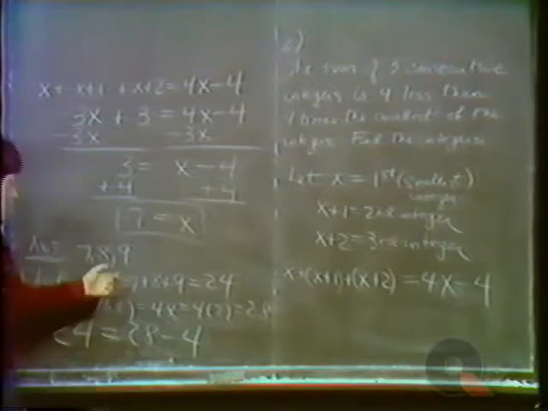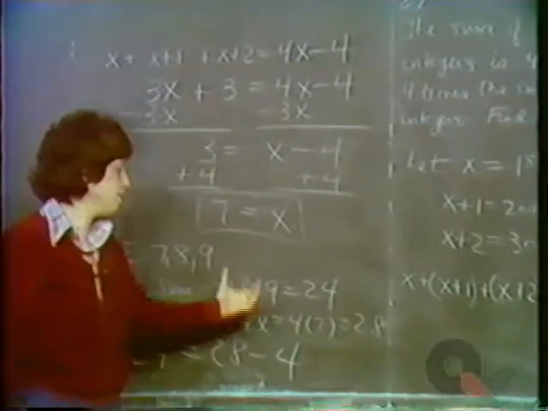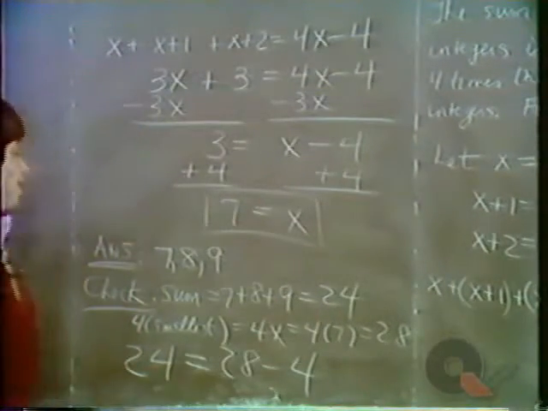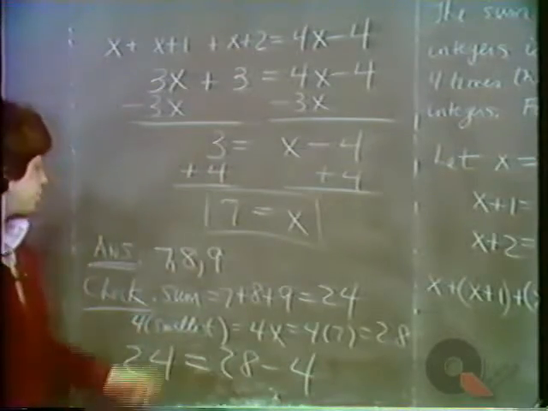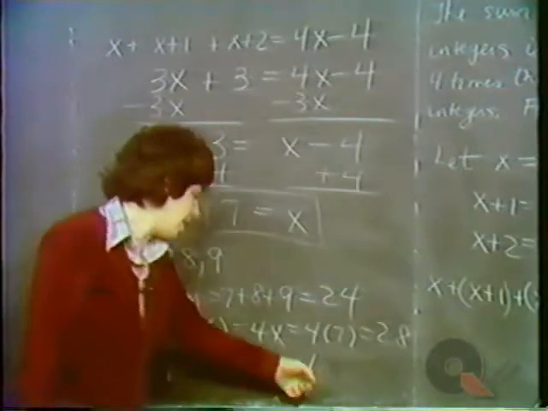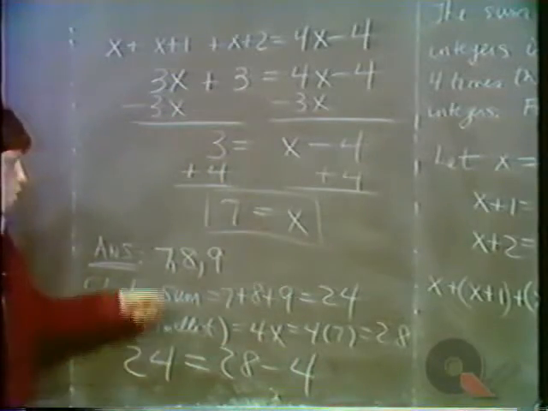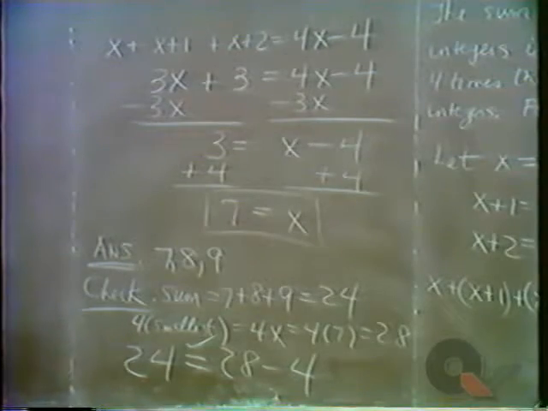Okay, the sum of the 3 consecutive integers, 7 plus 8 plus 9, 15 plus 9, that's 24. It should be 4 less than 4 times the smallest. Well, the smallest was 7. 4 times the smallest is 28. 4 less than 28 is 24, which is the sum, so it does check out. And we have done it correctly.